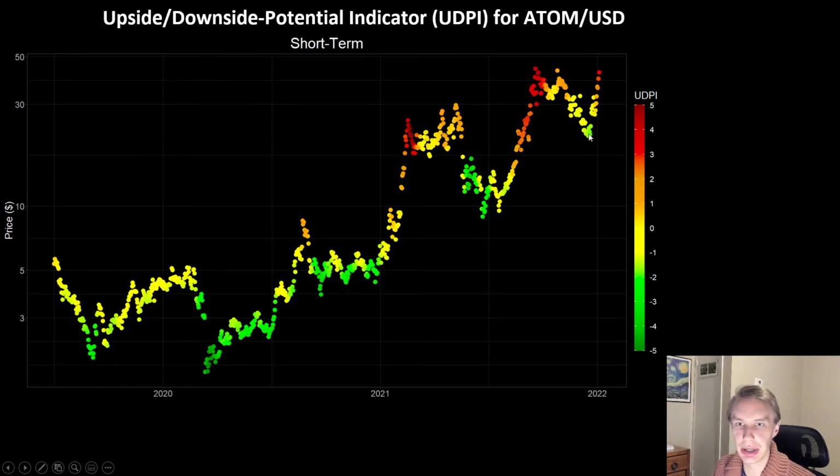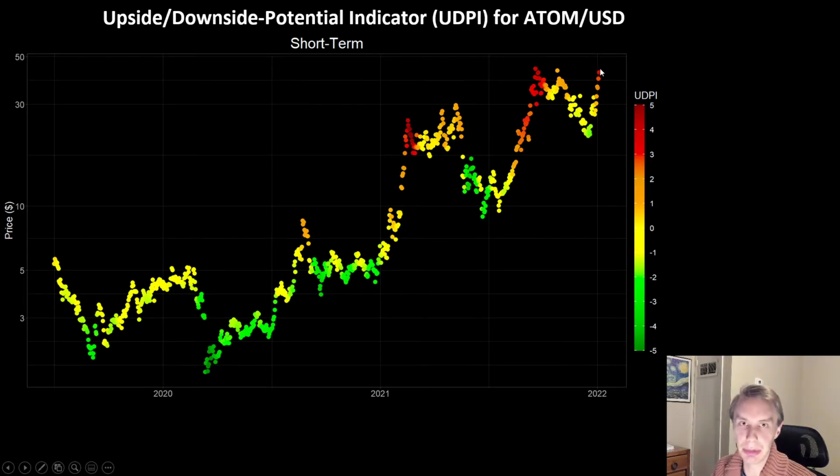You know, we see that it came down to the green zone here as well. But now for this more short-term upside potential, the shorter focused UDPI, the UDPI that cares more about short-term upside versus downside potential, thinks that Atom is actually getting kind of overextended. In the short term, this model thinks it's unlikely that Atom will be able to just keep moving up like this.